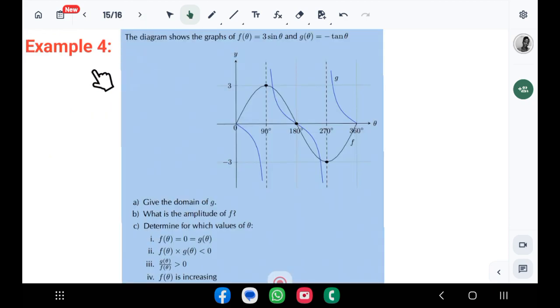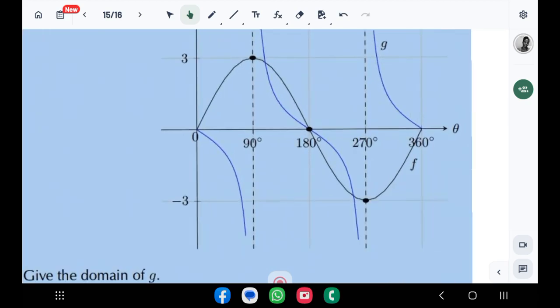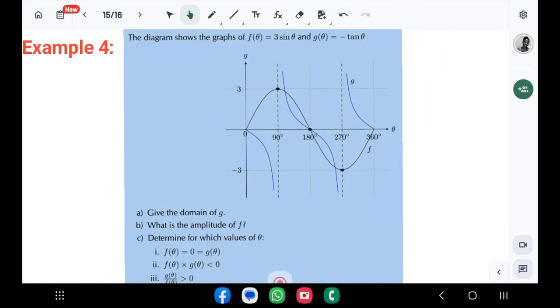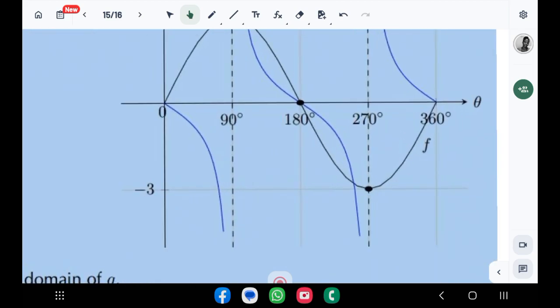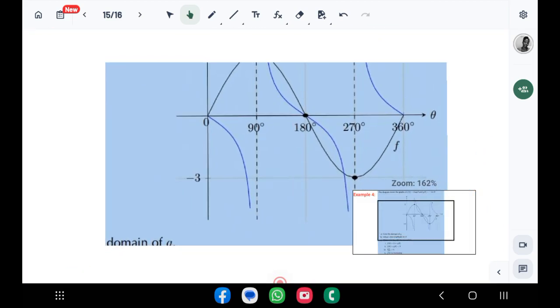Next and last, example number 4. The diagram shows the graph of f of theta equals 3 sine theta and g of theta equals negative tan theta. This is 3 sine theta, the black one. And then the blue one, which is the tan, is negative tan theta.